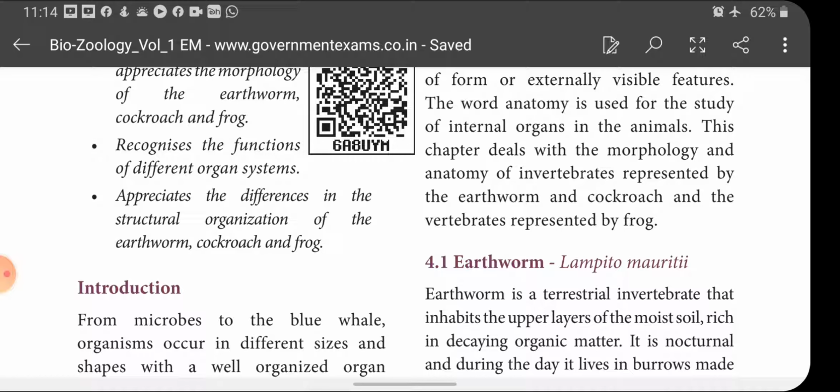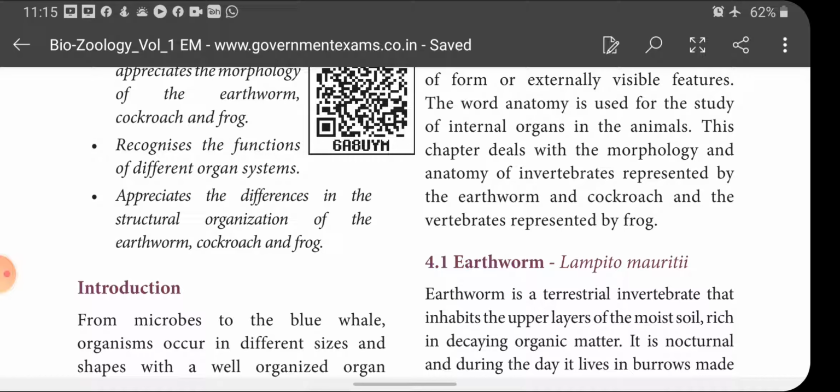So in this chapter we are going to discuss three animals which are placed at different positions in evolutionary races. Okay, one is earthworm, another one is cockroach, and the third one is frog. Frog is an example of vertebrates. And we are going to discuss their morphology and anatomy here.